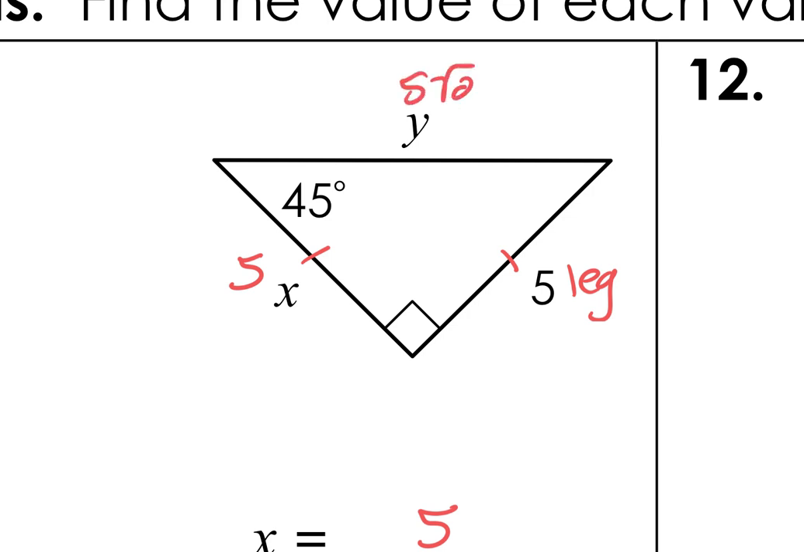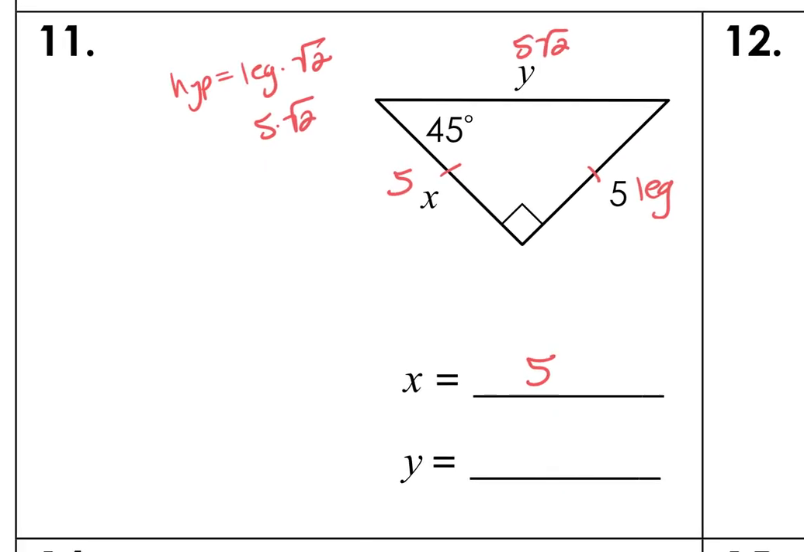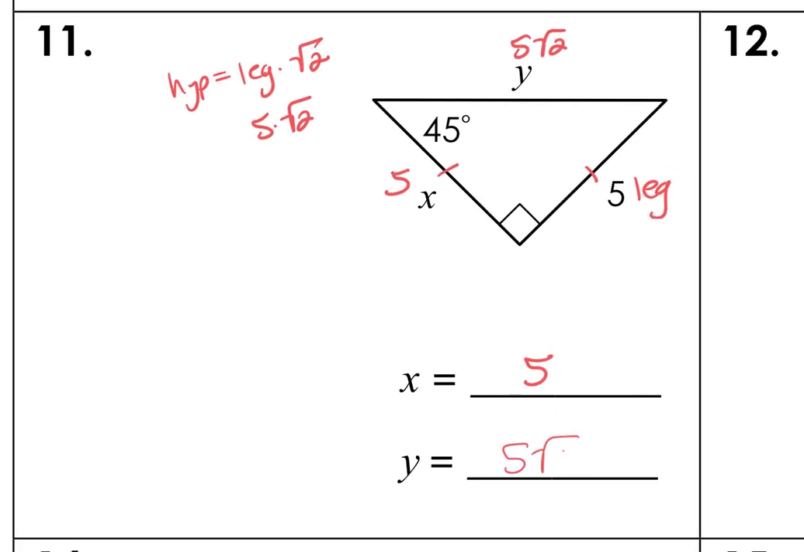5 times the square root of 2. That's because the hypotenuse equals a leg times the square root of 2. You knew the leg was 5. You just plug it in. Done deal. We don't need a calculator. We're not rounding. That's it. Should be pretty easy. When they give me a leg, that's kind of nice. So I'm 5 times the square root of 2.